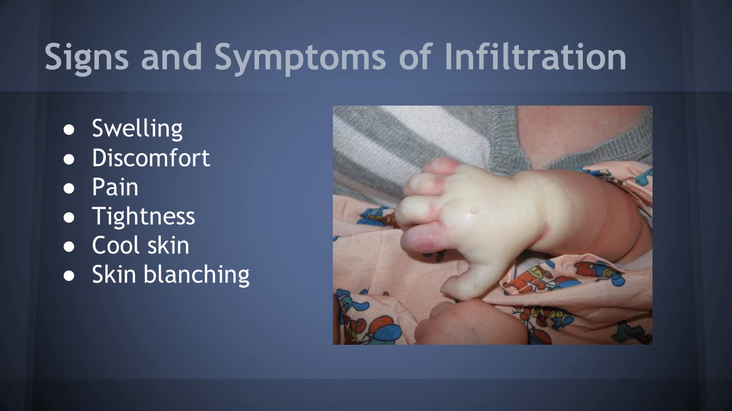So the signs and symptoms of infiltration include swelling, discomfort, pain, tightness, cool skin, and skin blanching. For those of you that don't know what skin blanching is, that is when your skin turns white, mainly due to vasoconstriction. So what happens is when you have this infiltration, you get that vasoconstriction, which causes the tightness. That also makes your skin turn white and makes it cool to the touch, mainly because the area that is infiltrated is not able to perfuse properly.